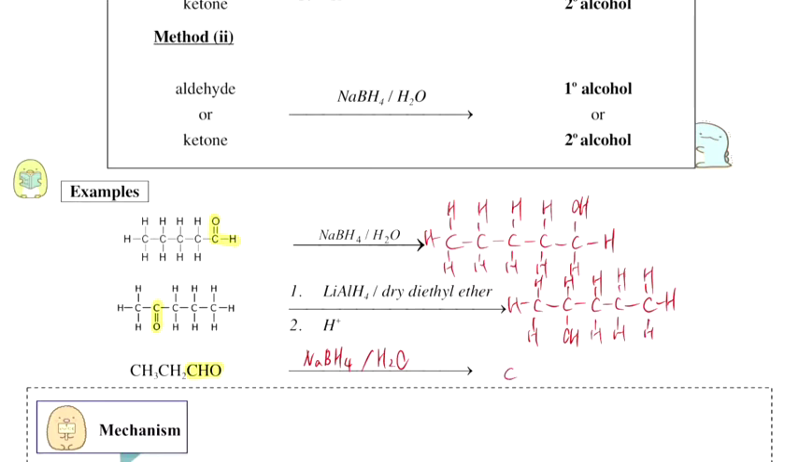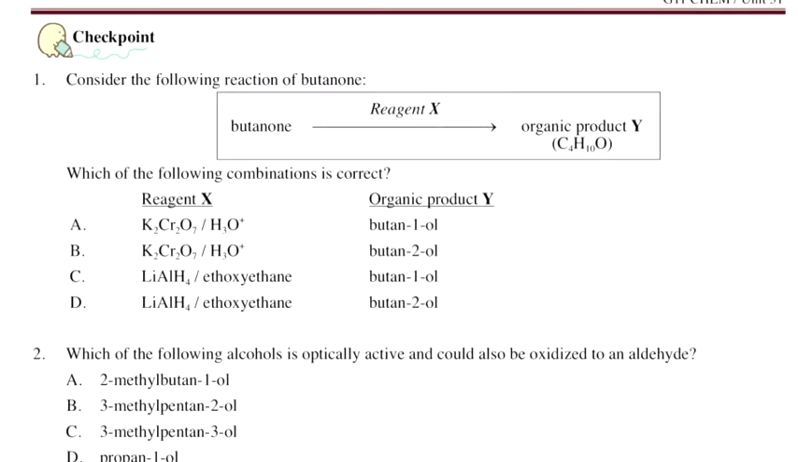The alcohol again would have the rest of the carbon chain stay unchanged, and then I would have the alcohol formed. Let's move on to the checkpoint questions. Please pause the video here, attempt all the questions, and then listen for explanation.